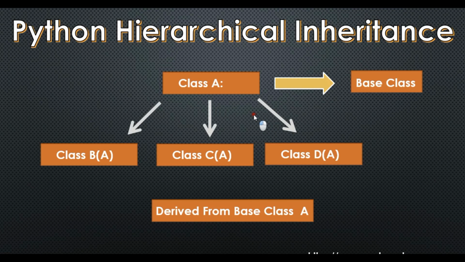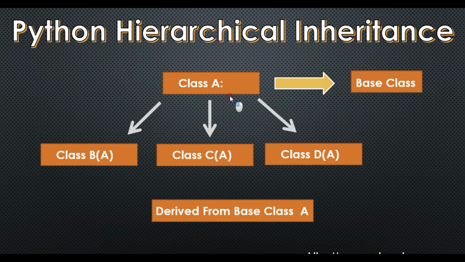Now, as we have already said, when more than one derived class is created from a single base class, that's called hierarchical inheritance. If you see in here, we have a single base class and we have three derived classes from just one base class, one single base class.